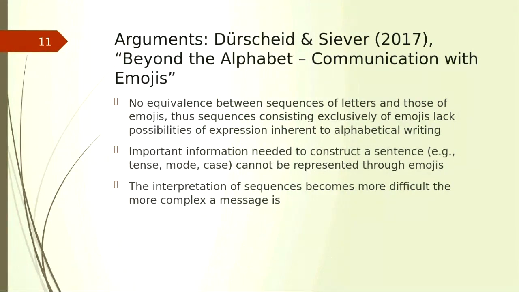First, from Dürscheid and Siever, they point out that there's a lack of equivalence between sequences of letters and those of emojis, and thus sequences consisting exclusively of emojis lack possibilities of expression that are inherent to alphabetical writing. They're not alphabetical. Important information needed to construct a sentence, such as tense, mode, and case, cannot be represented through emojis, they say. And the interpretation of sequences becomes more difficult the more complex a message is. I absolutely agree with that last point.